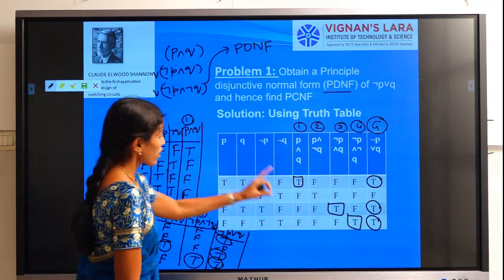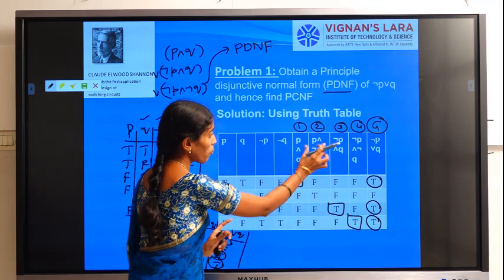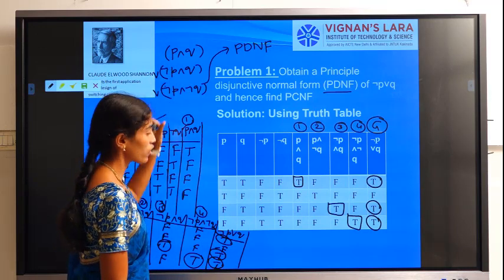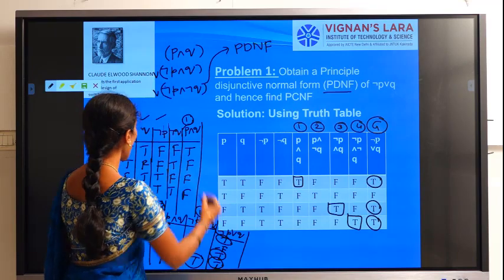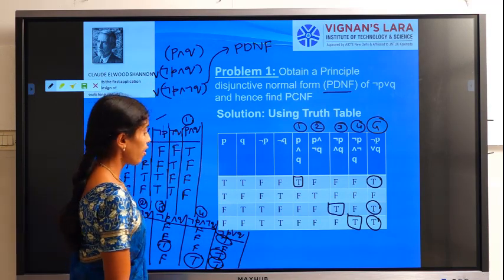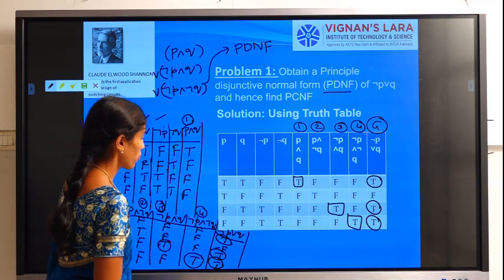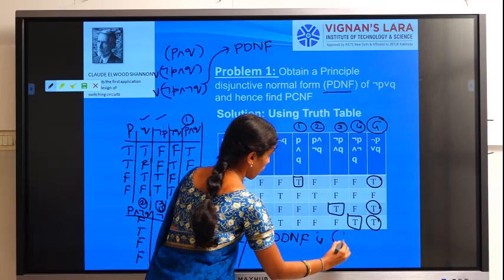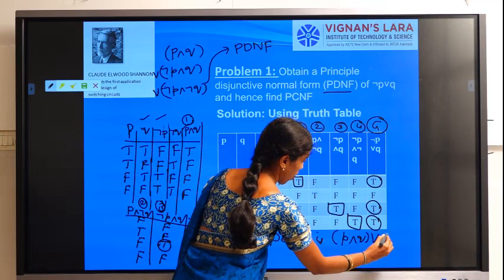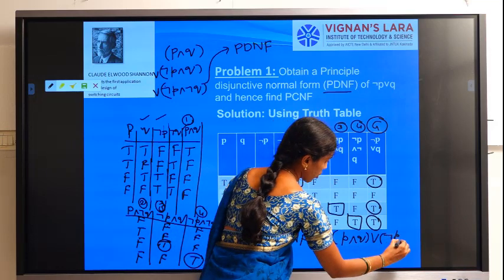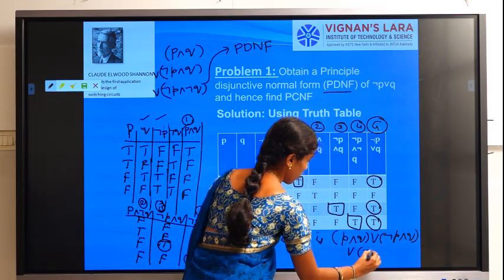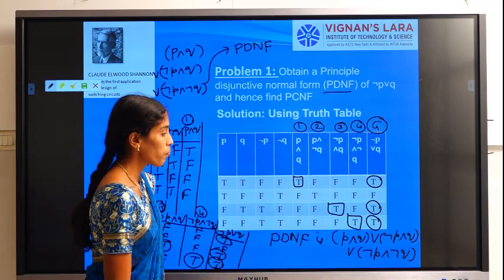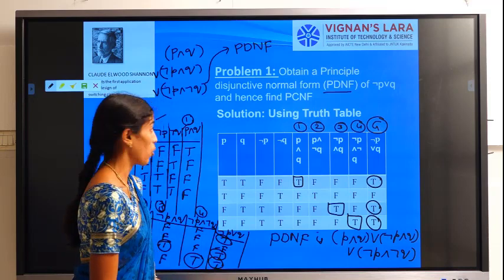Right? So where we are getting T's, the corresponding min terms we write here: P and Q, negation P and Q, negation P and negation Q. These min terms are joined by using the disjunction symbol, and we get the PDNF. So what is the PDNF for this one? PDNF is (P and Q) or (negation P and Q) or (negation P and negation Q). It is the PDNF of the given formula, which is equivalent to the given formula.